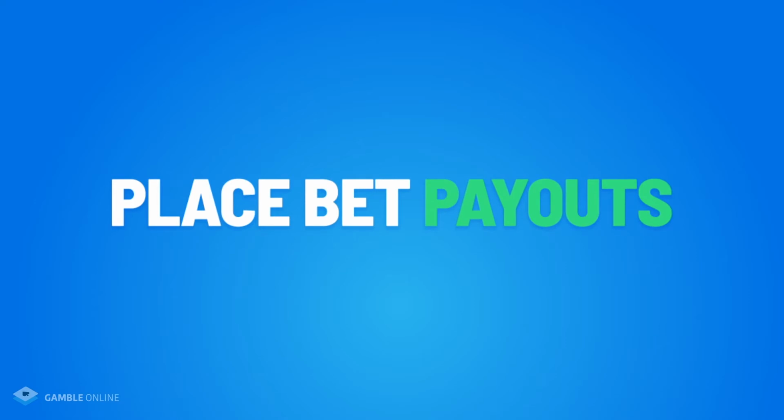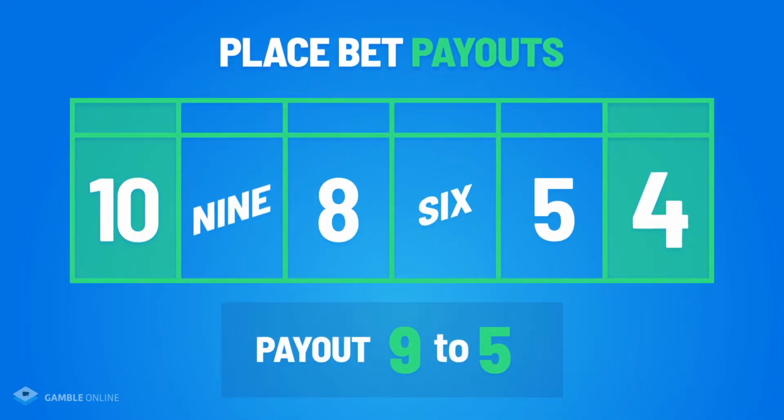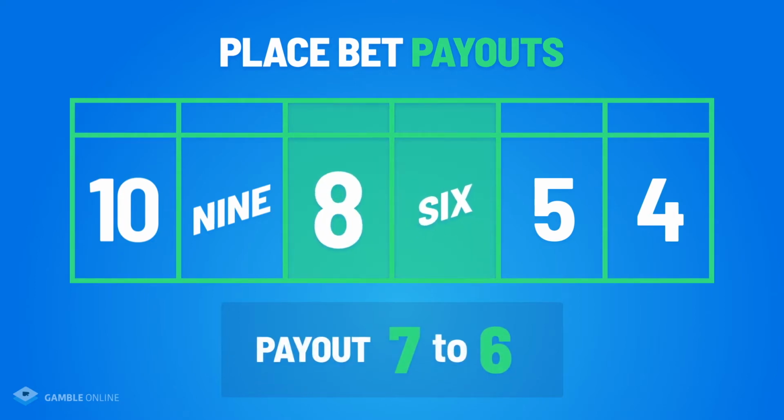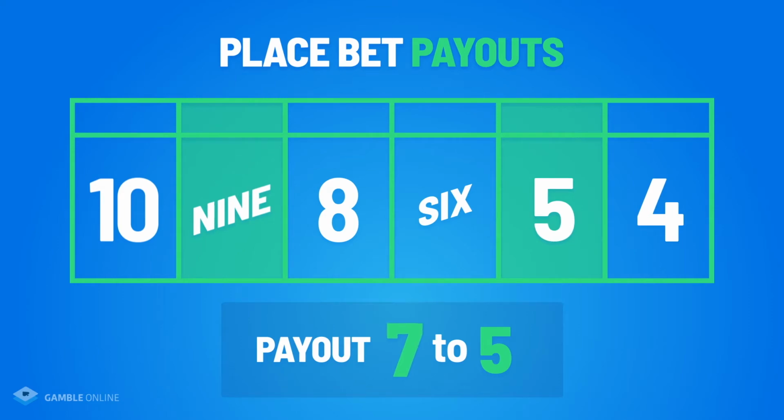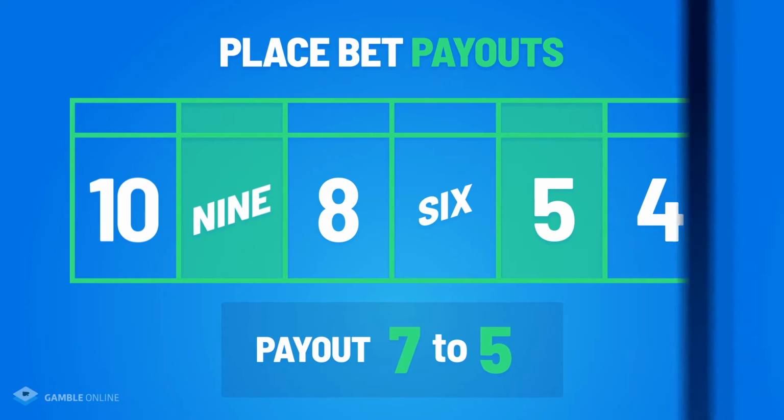The odds are slightly different in place bets. 4 and 10 pay 9 to 5. 6 and 8 pay 7 to 6. And 5 and 9 pay 7 to 5. Let's look at the come and don't come bets. These bets are placed after the come-out roll and are closely related to the pass and don't pass bets. A come bet would be similar to pass, and don't come would be similar to don't pass.